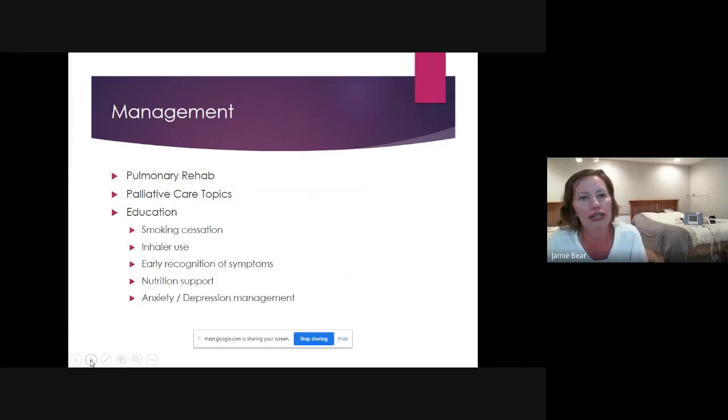Other management is pulmonary rehab, and then education. So smoking cessation, inhaler use, early recognition of their symptoms, nutrition support, managing anxiety and depression, as well as introducing them to palliative care topics sooner rather than later, just so they and their families can get the support that they need.